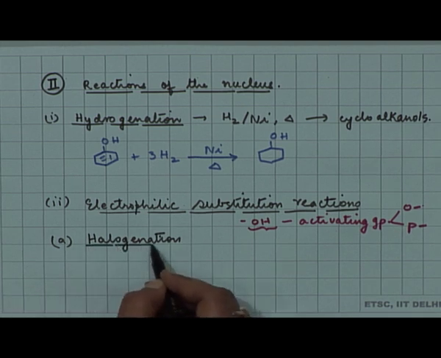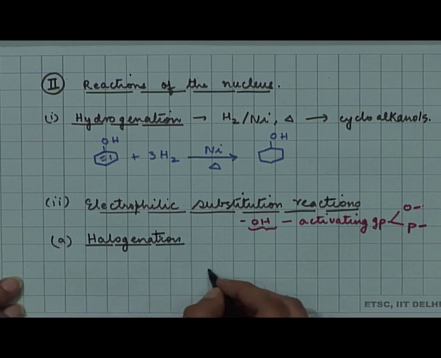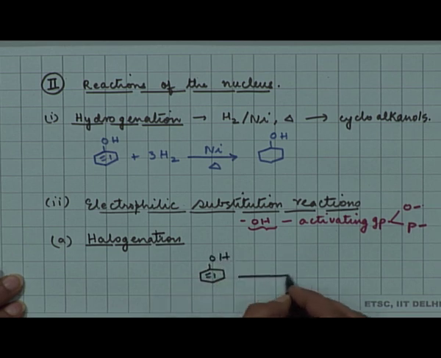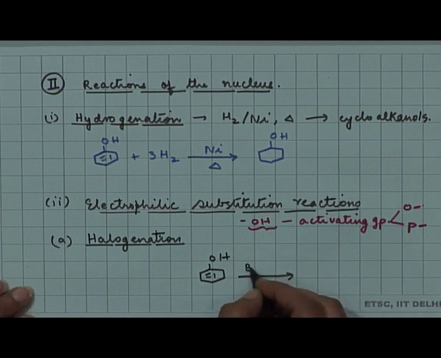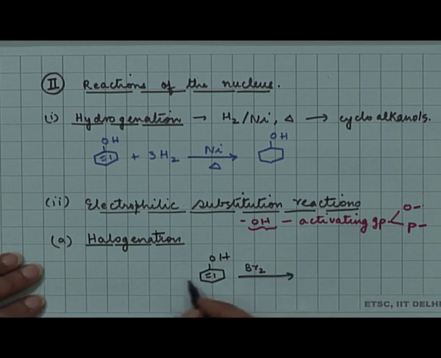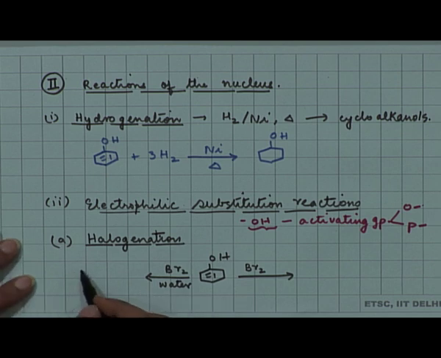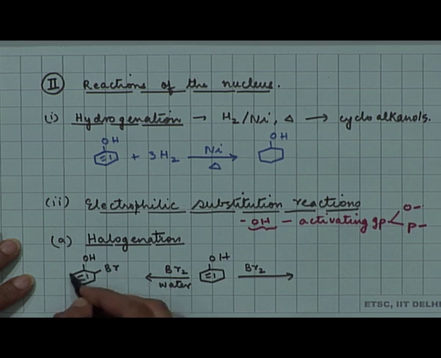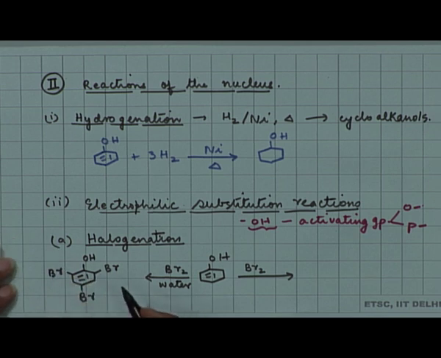So, in the halogenation reaction, you start with a phenol, and let us take the example of a bromination reaction. You treat it with bromine. Now, I will take two conditions. You treat it with bromine water is the one condition. If you do so, you get not a mono substituted or a di substituted, but a tri bromo substituted phenol. You get a tri bromo substituted phenol if you treat it with bromine water.